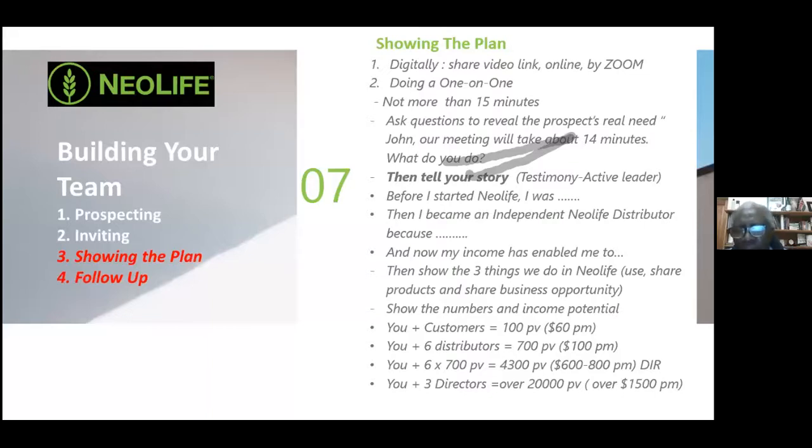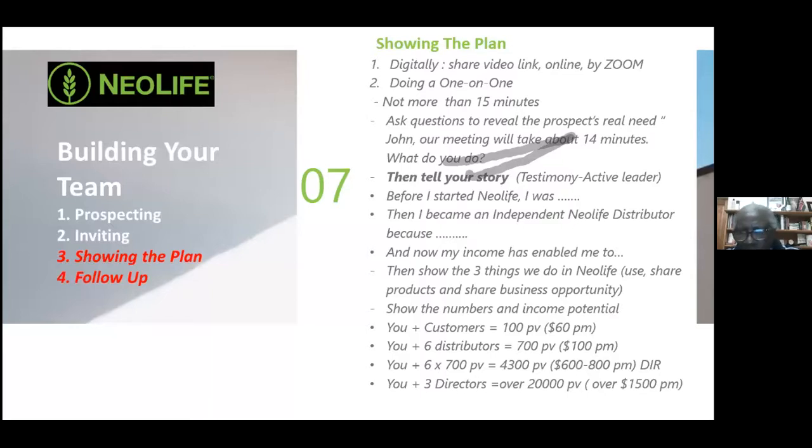Okay? And then show the numbers. You see, when you show people the numbers on how this thing can duplicate itself, people actually begin to expand their minds and see what the business can do. For example, show the numbers and the income potential.